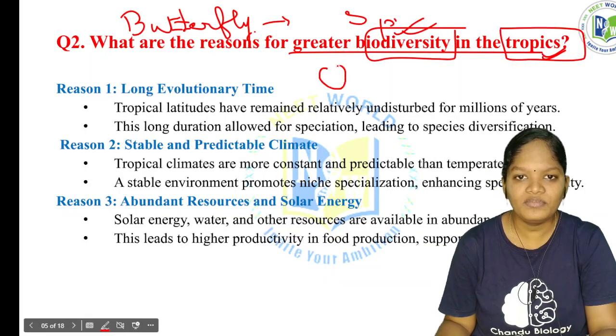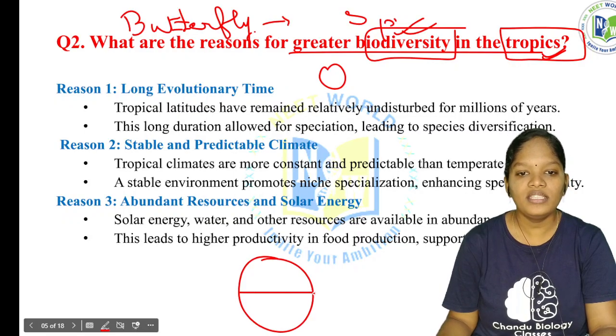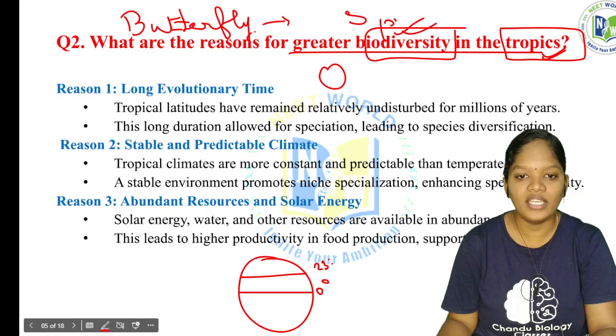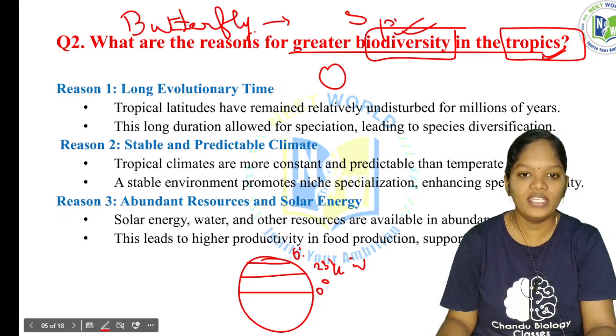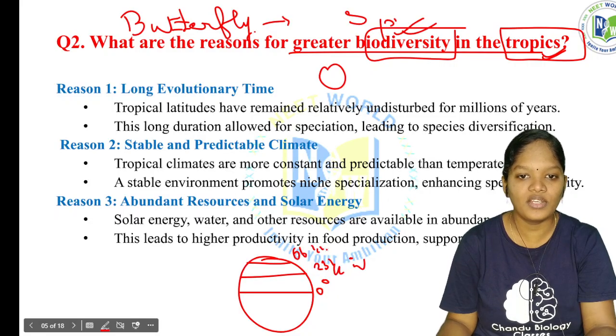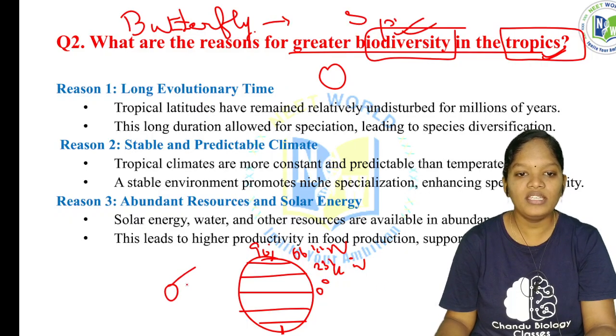See, this is the earth. This is the 0 degree equator, and this is the 23.5 degree north, then 66.5 degree north, and this is the 90 degree north. In the same way, here 23.5 degree south, 66.5 degree south, and here 90 degree south. You should know that the sun is present straight over the equator.